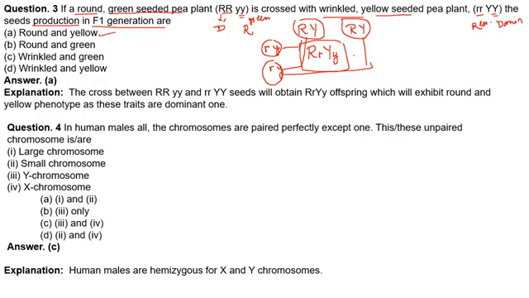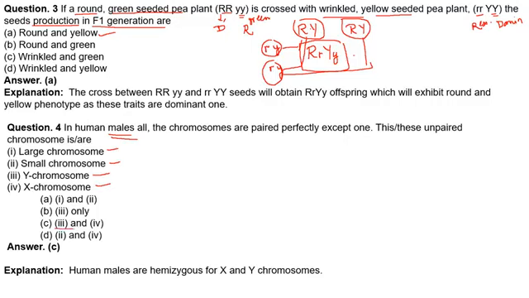Question number 4. In human males, all the chromosomes are paired perfectly except one. In males, remember, when you read the question, you have to read it very carefully. This or these unpaired chromosome is or are: large chromosome, small chromosomes, Y chromosome, X chromosome. So the answer is always a Y chromosome. That is why, due to the Y chromosome, the male has all the characteristics of male. Okay, answer C is the right answer.